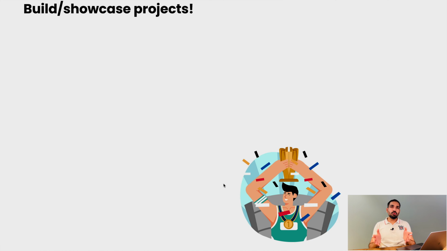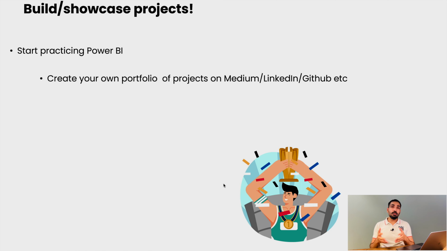Now let's talk about how you can really get a job as a Power BI developer. Well, first of all, you have to start practicing Power BI. Once you practice Power BI and you think that you are confident enough to build certain report dashboards or projects in Power BI, then you have to start building those projects and publishing them on Medium, LinkedIn, or maybe on GitHub, so that you can showcase your projects to someone who's going to interview you, or to your friends, or on LinkedIn, just to show that you have knowledge of Power BI and you can literally work on that.